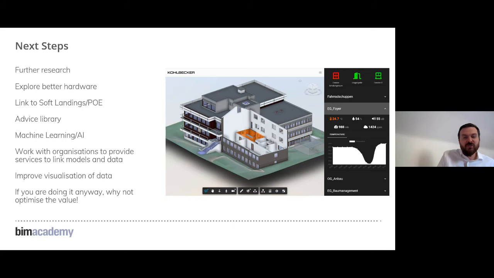So why don't we start looking at performance of the building as well as having this digital model that we've got to keep up to date, that we've got to spend money on? For me, that's the really important thing: if we're already going to start collecting this data on high-rise buildings, let's start looking at how we optimize that value.